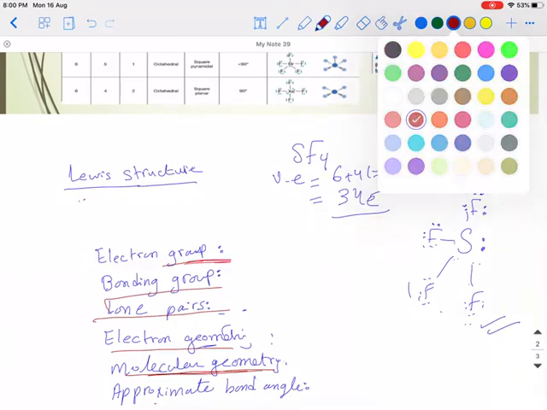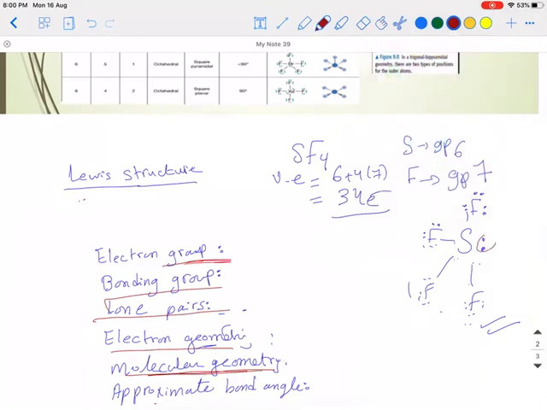Now, electron groups, let us answer the questions. Electron groups, we have 1, 2, 3, 4, 5. Bonding, we have 4: 1, 2, 3, 4. This is the bonding. Lone pair, we have 1. So when the electron groups are 5, the electron geometry, as we've seen before, is trigonal bipyramidal.